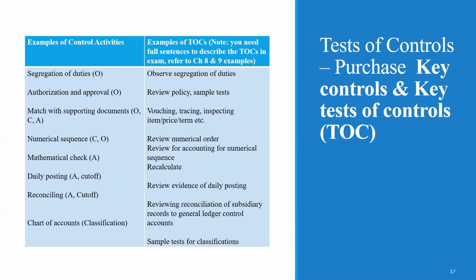For key controls in terms of numerical sequence, what we usually do is, first, you need to review that the documents are in numerical order. Second, you need to review that the company has already done the accounting procedures for those numerical sequences. If your control is focused on the mathematical check, you should check each individual one and also recalculate the sum ups.